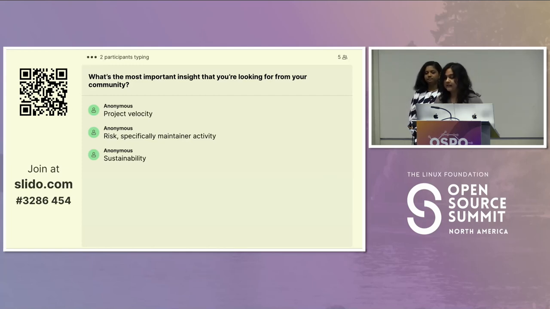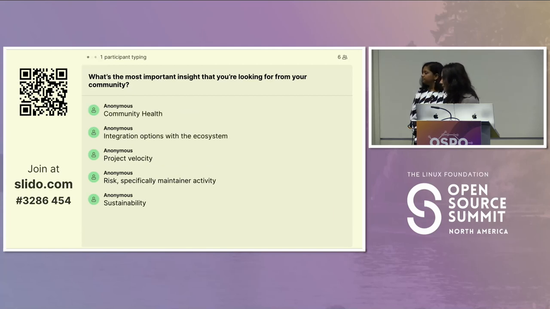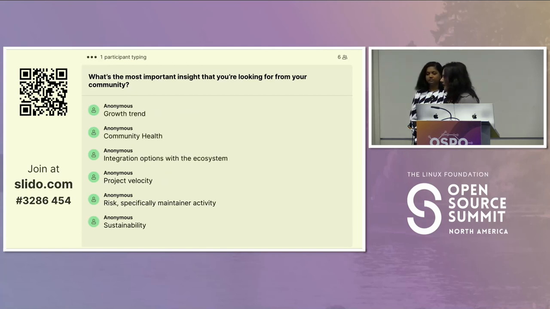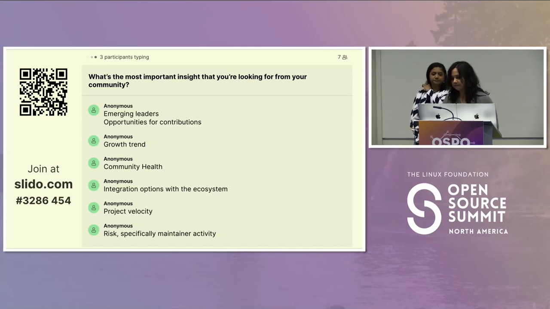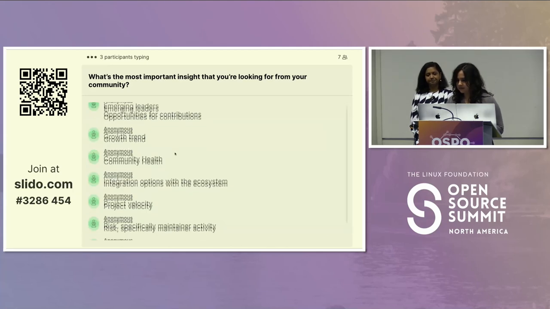Project velocity. I think some of the work that Project Aspen is doing can very clearly help quantify project velocity and also growth trends. Emerging leaders, opportunities for contributions. That's also hard to quantify, I think. In our parallel analysis for contributor or participant analysis, we are trying to see how key players in the industry are involved with these different project ecosystems, and that can be a good indicator for that.